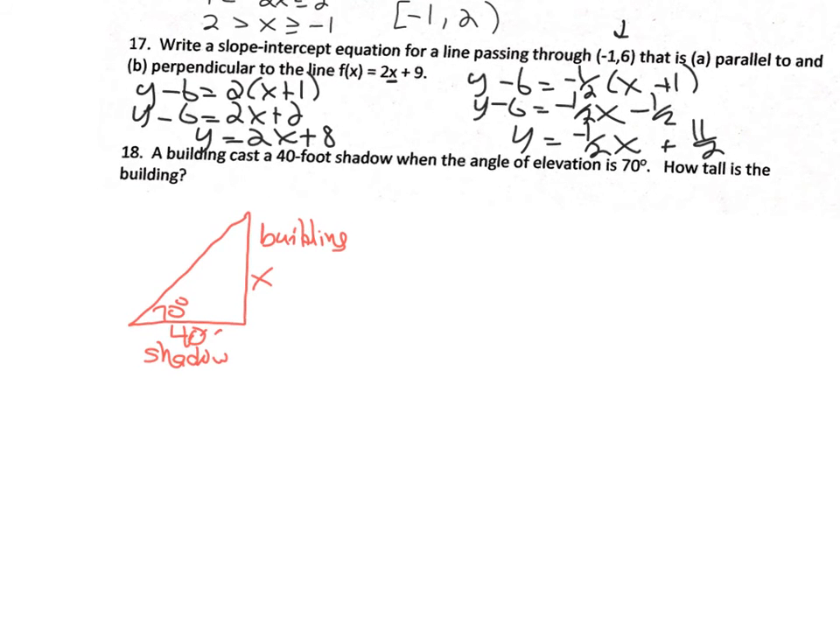18, 2 more, we got it. 18, I drew the picture already. This is a building that casts a 40-foot shadow when the angle of elevation is 70 degrees. How tall is the building? If you look at that one, it's a right triangle. That's why you can do it.